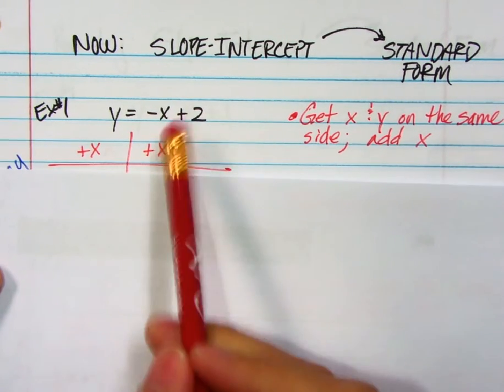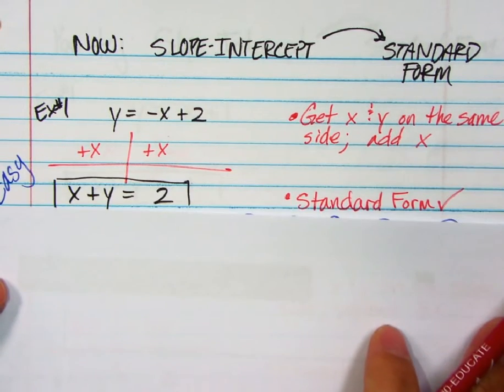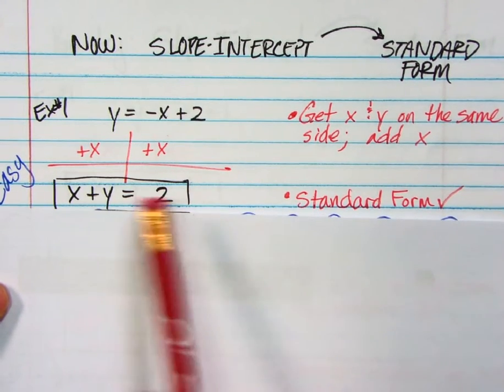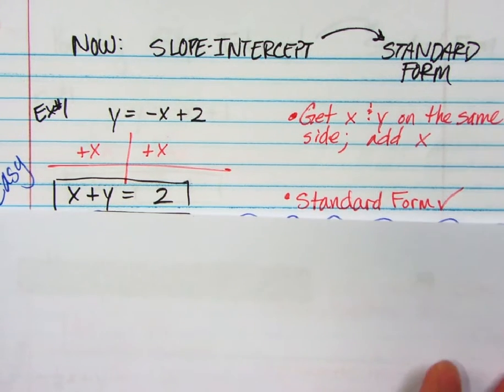First thing I'm going to do is go the opposite of -x, which is to add x. So if I add x to both sides, boom, done. That's standard form. X and y are on one side, and the constant is on the other. And I'm done with that. So that's an easy question.